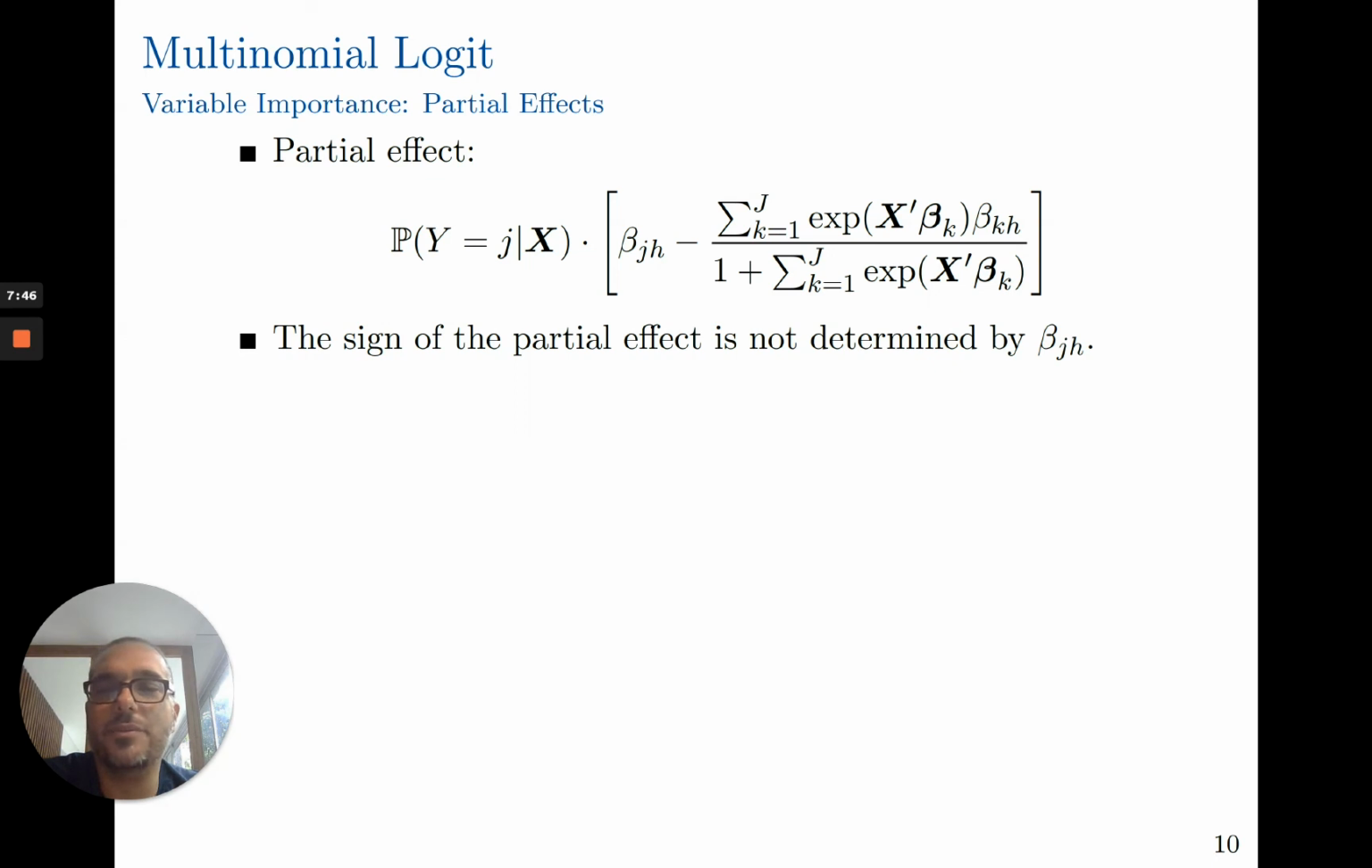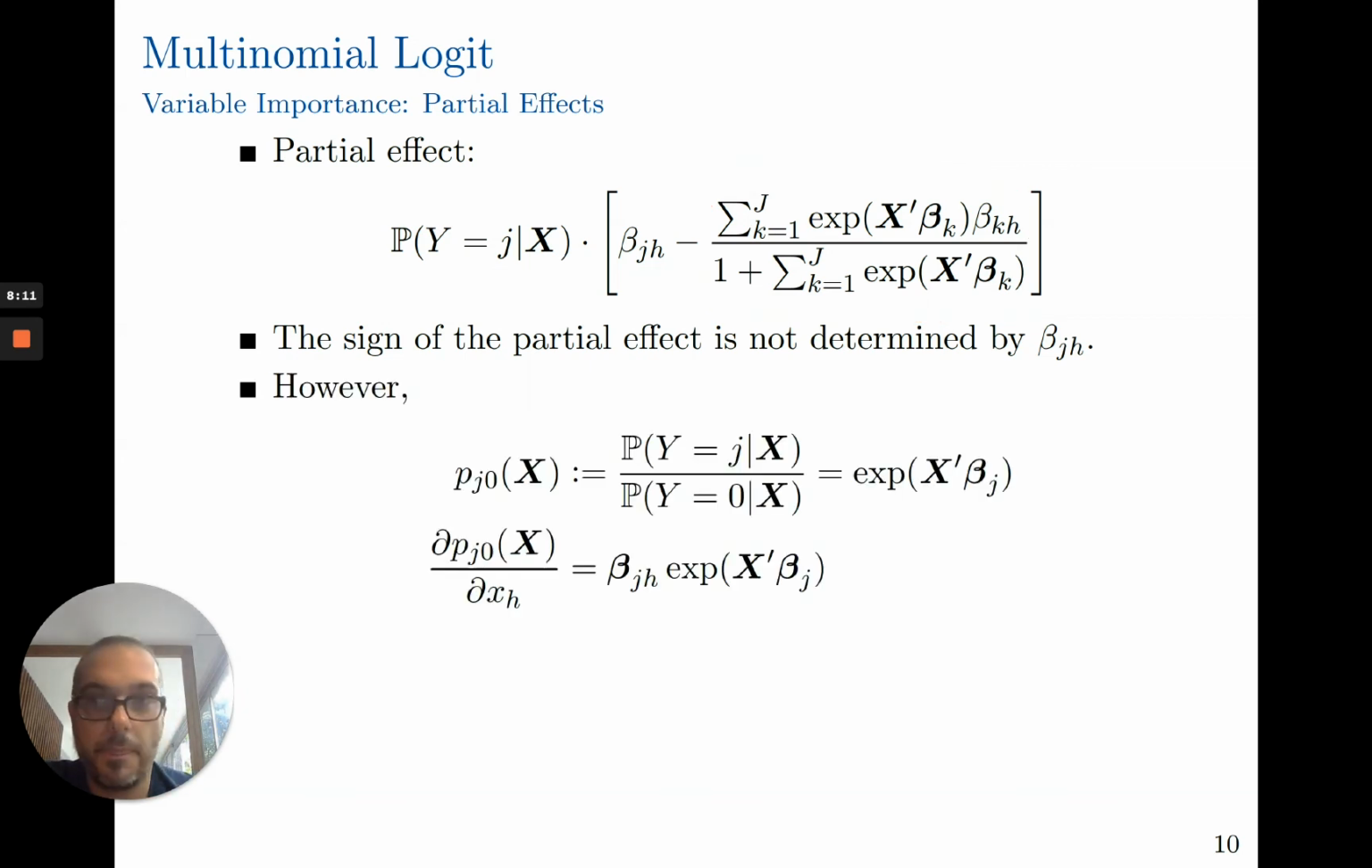One thing that's interesting is that the sign of the partial effect is not determined by beta, but by the difference between beta and this ratio here. If this ratio is larger than beta, and beta is positive, we are going to have a partial effect that's negative, even if beta is positive. Okay?